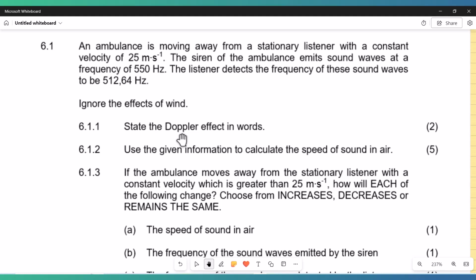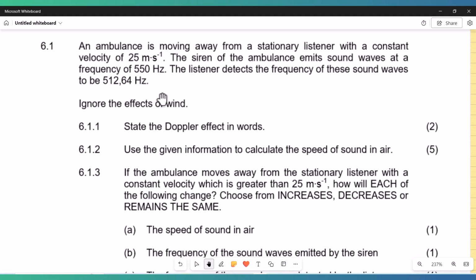How do we state it? It is the change in frequency of the sound detected by the listener because the sound source and the listener have different velocities relative to the medium of sound propagation. I repeat, it is the change in frequency of the sound detected by the listener because the sound source and the listener have different velocities relative to the medium of sound propagation. Hope you got it, guys.